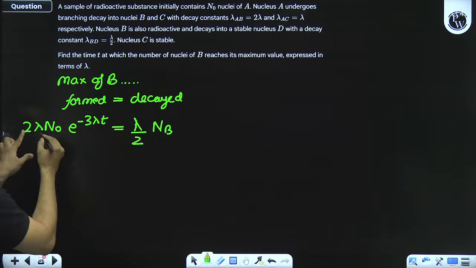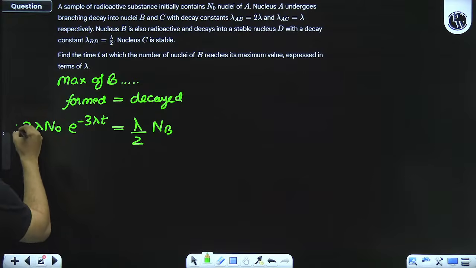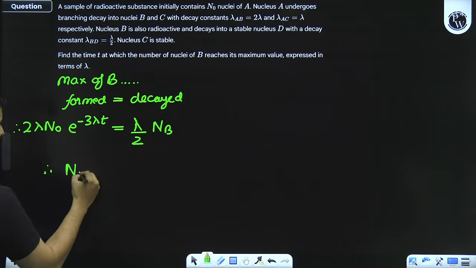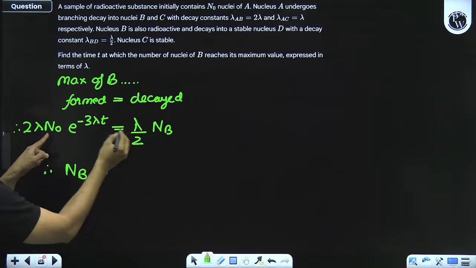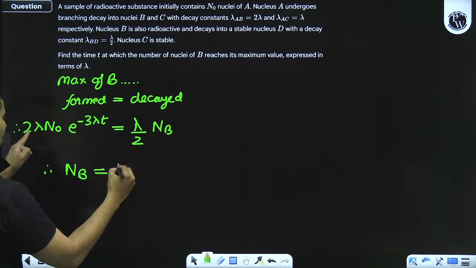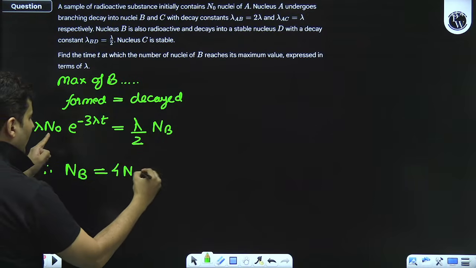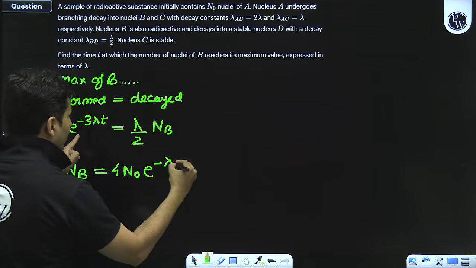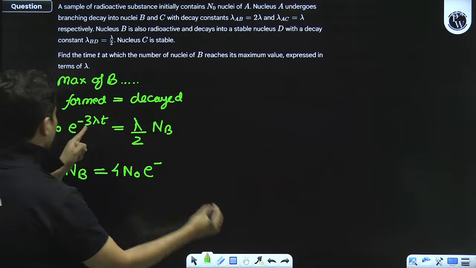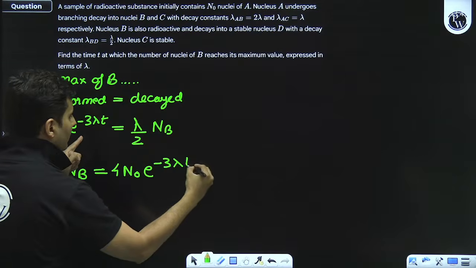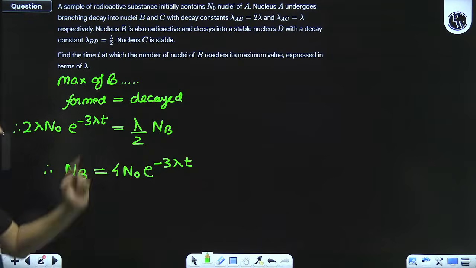Lambda cancels, 2 2s are 4. So what I get is nb is equal to 4 times n naught e to the power minus 3 lambda t. That's it. This is what I get.